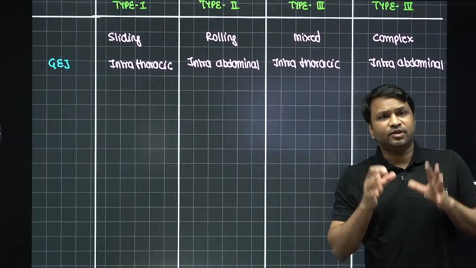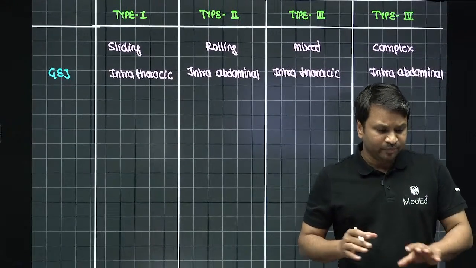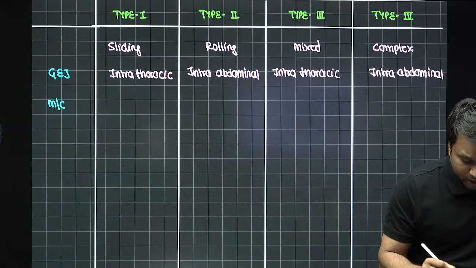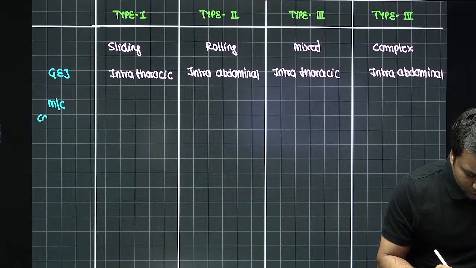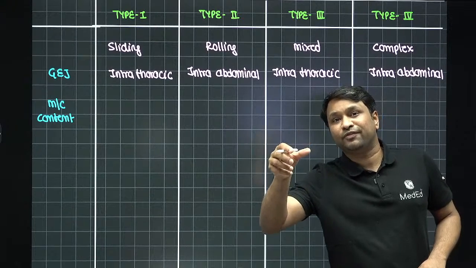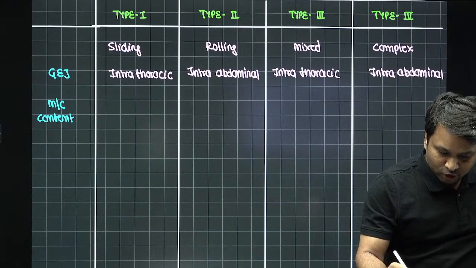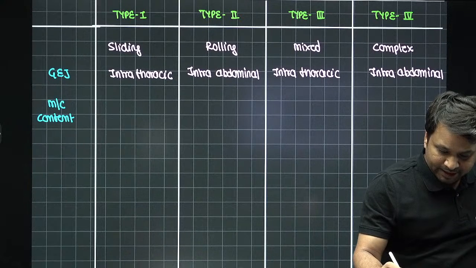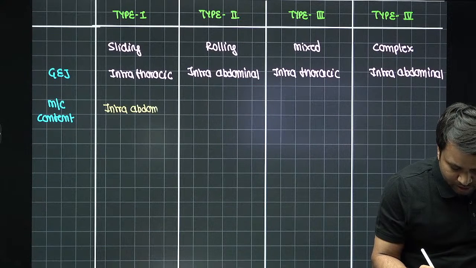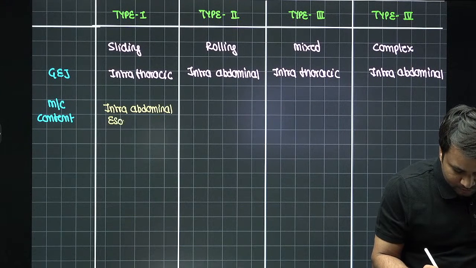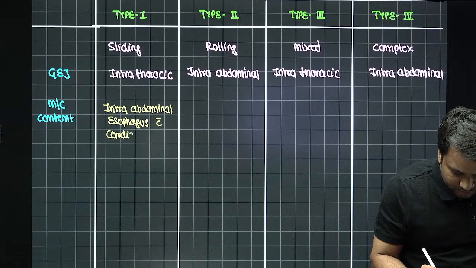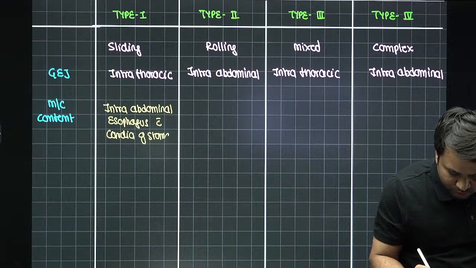Now, when you look at the components of each variety, we ask what is the most common content to herniate, because with a hernia you need to know the content. Here you can see the intra-abdominal esophagus is becoming intrathoracic. So the most common content to herniate here is the intra-abdominal esophagus, with the cardia of the stomach usually herniating.